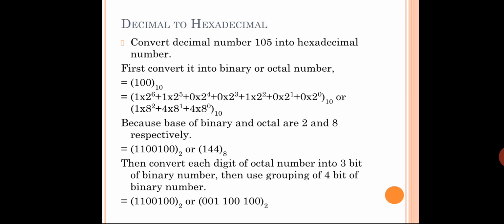Okay, now the next thing is, you are going to convert. Remember, once you get the binary or octal value, you have to convert it to hexadecimal by grouping. You have to group first. You have to group everything as 3, 3. If you are going for octal, you have to convert the binary bits into 3-bit parts, or else you have to go for 4-bit parts. You can see there: convert each digit of the octal number into 3 bits of binary number, then use grouping of 4 bits of the binary number.